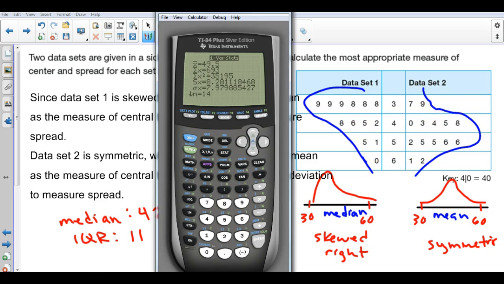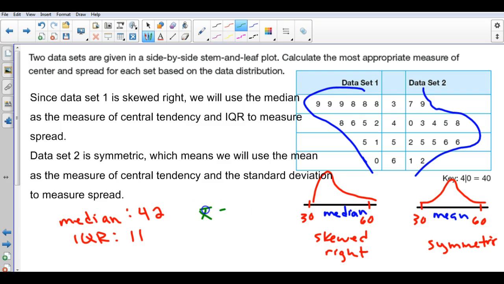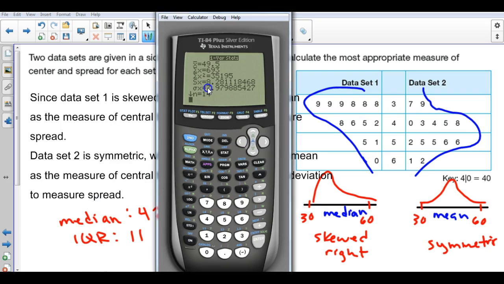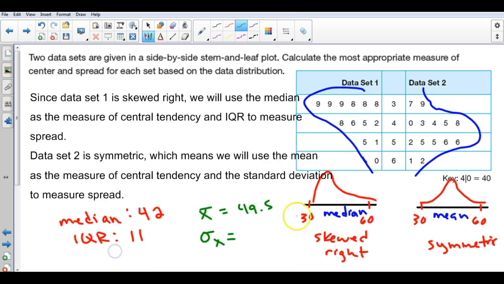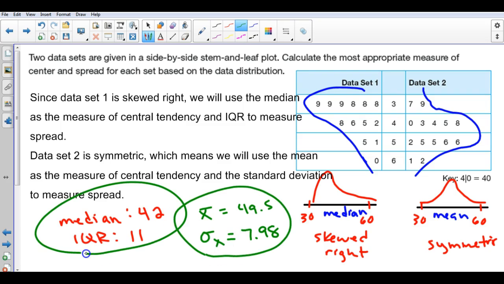So for data set 2, I'm going to write down what my mean is, which is 49.5. And I have a standard deviation of, and I'm going to do 2 decimals on this, 7.98. So again, this would be what we would use for data set 2. This was the one for data set 1. And again, I only did those based off of what we established right away at the beginning, that if our data was skewed, we wanted to use the median, and if our data was symmetric, we would want to use the mean.